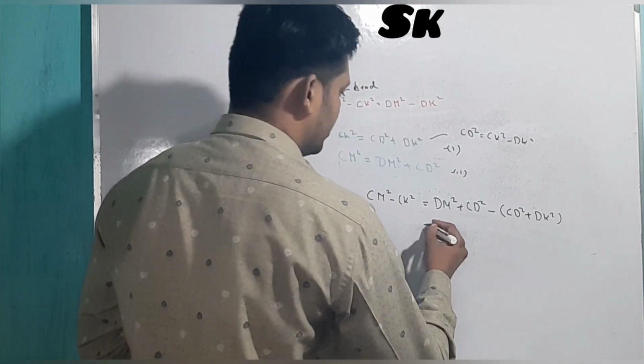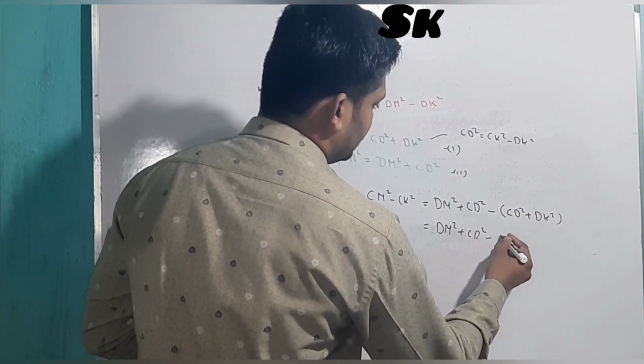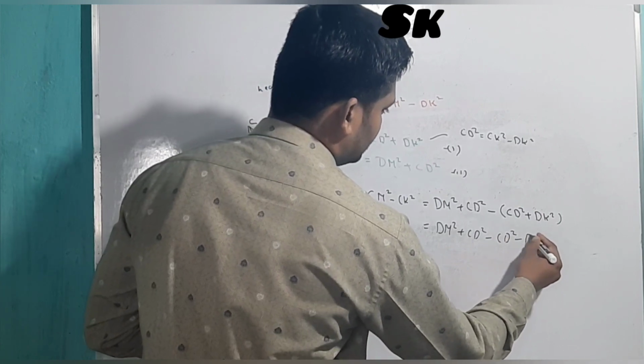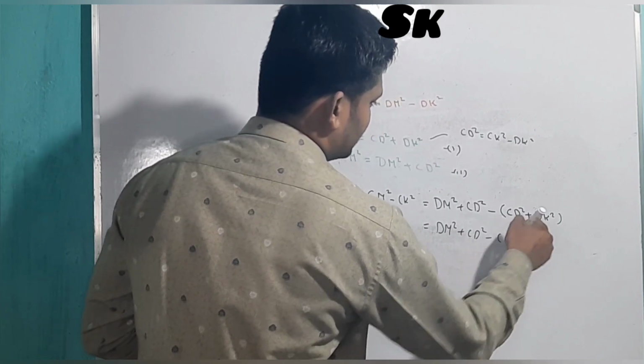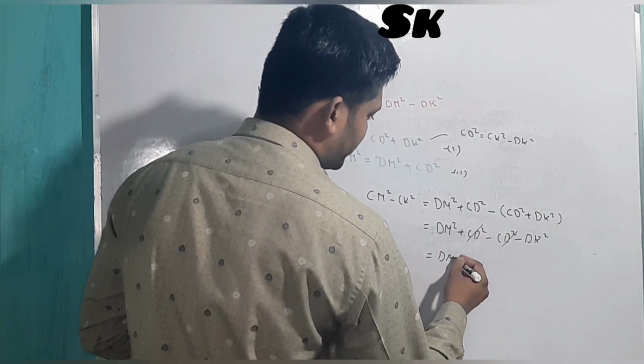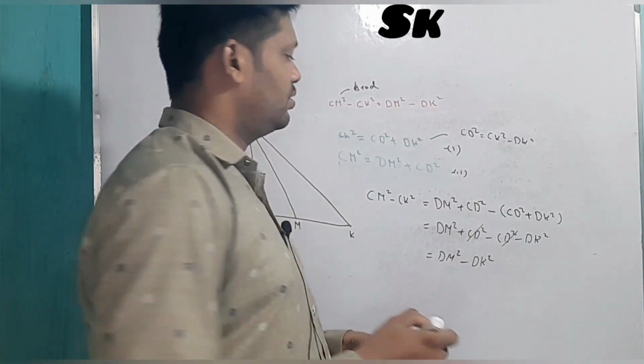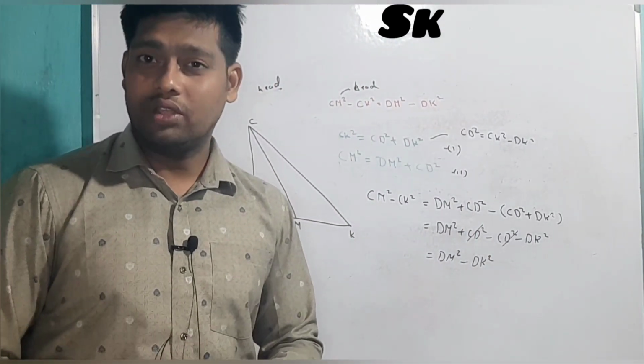So we got the answer. I understood you got the answer, but you have to go through it nicely, each and every step. Minus DK square, minus plus minus. Now plus minus cancel, so you will have DM square minus DK square. Proved. Understood?